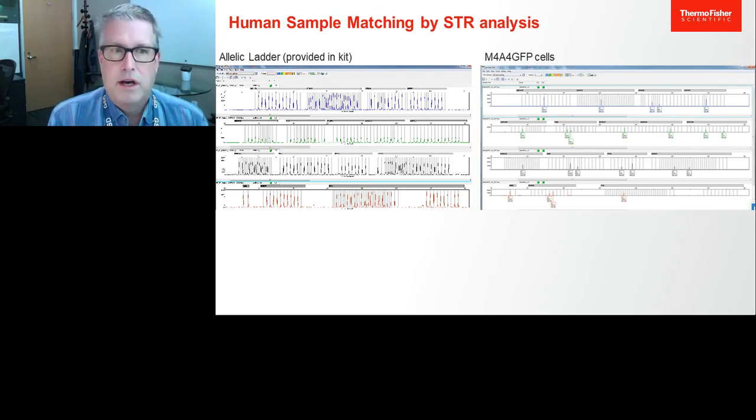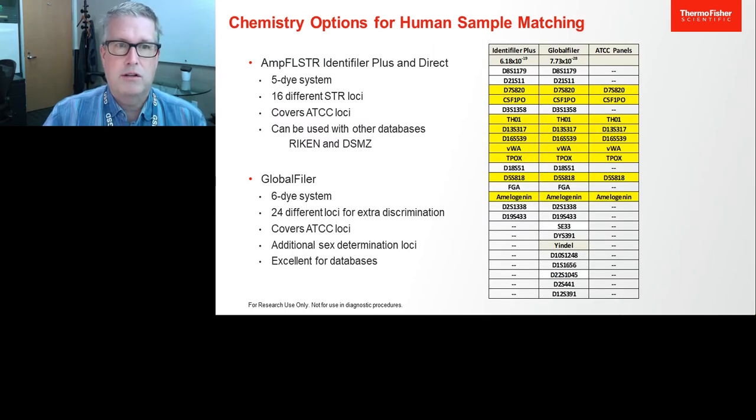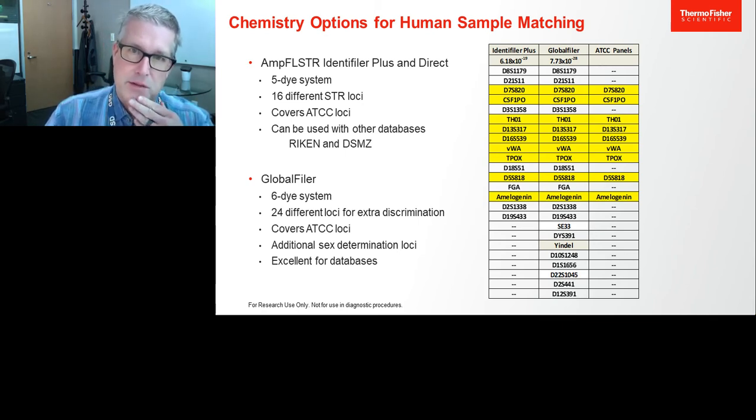When this is done with the Thermo Fisher kits, which are collectively known as the Identifiler or GlobalFiler kits, we analyze up to 16 different loci in 5 different dyes for the Identifiler kits. What's shown here are the different alleles following the Identifiler kit itself. We have 16 different loci that are identified, and as a result, there is a 6.18 times 10 to the minus 29th chance of having a mismatch, or having two individuals have the same allelic profile, because of all the variability that's present in these different loci.